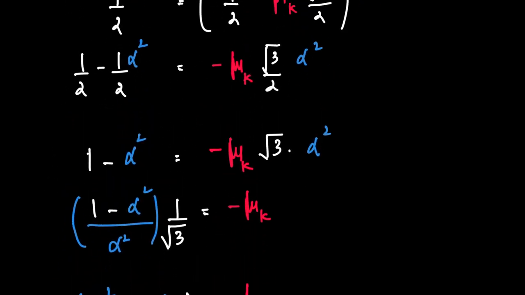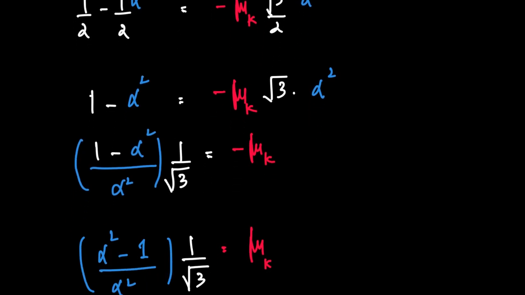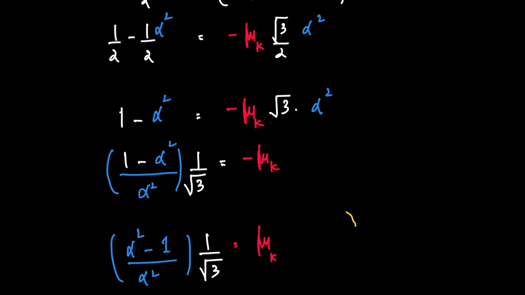If we divide this entire equation by 2, all these 2s will get cancelled. So what we have is 1 minus alpha square is equal to minus mu k into root 3 into alpha square. If I bring this alpha square to the LHS, we have 1 minus alpha square by alpha square into 1 by root 3 is equal to minus mu k. Therefore, what will be mu k? Multiply this equation by minus 1. 1 minus alpha square into minus 1 gives alpha square minus 1. So alpha square minus 1 by alpha square into 1 by root 3 is equal to mu k.